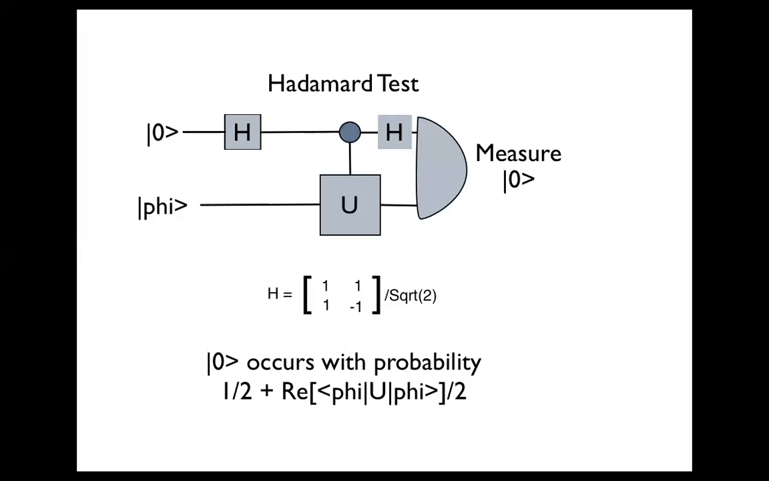We'll see why in a moment. 1/2 plus the real part of the inner product of phi with U phi, divided by 2. And there I've used the bracket notation. Phi is the covector, the dual vector to phi. U is the matrix, and phi on the other side. So this picks out the phi entry of U. That is, if phi were the ith element of the basis, then this would be the ii entry of U. And I have just written it a little more generally than that.